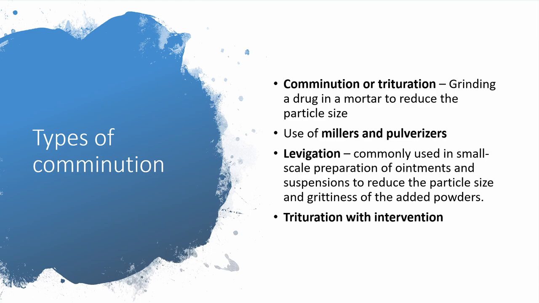Next, we have levigation. So levigation is a type of particle size reduction in which you use a levigating agent. These are usually used in our ointments and creams and suspensions in which you apply a small amount of levigating agent that can reduce particle size and grittiness of the added powders. So this is a technique used in creating ointments like your sulfur ointment and your zinc oxide ointment. So the levigating agent is usually mineral oil or glycerin depending on the nature of your formulation.